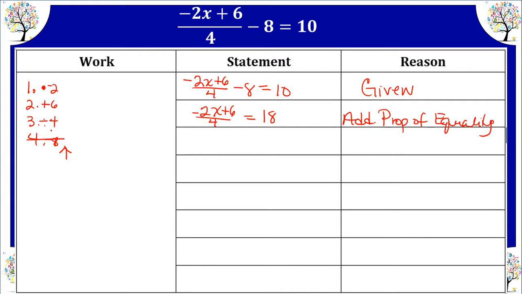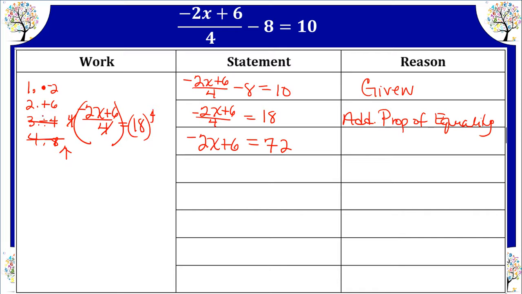Now we need to undo the division, so we're going to multiply. Let me show you how I like to write this. So we're going to multiply both sides times 4, and that way the 4's cancel out, and we're left with -2x plus 6 equals, and what is this going to give us? That will be 4 times 18, which is 72.